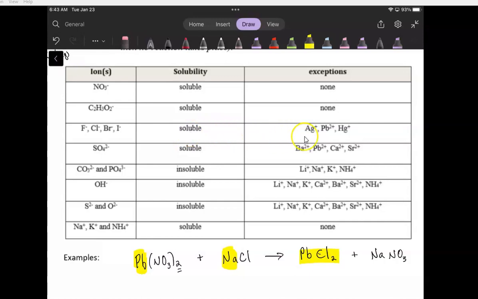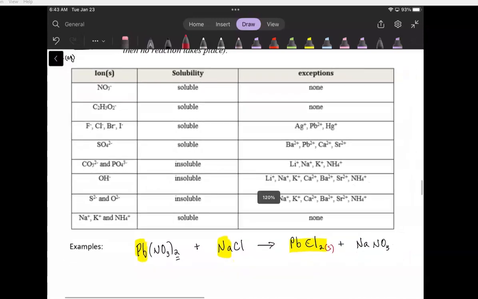However, there are exceptions, so you always want to check over here for exceptions. Silver, lead 2, and mercury 1. So lead 2 is an exception. And that's what this is, lead 2. If lead 2 chloride is an exception to the rule, and the rule says that they are generally soluble, then that means lead 2 chloride is not soluble. So I'm going to go ahead and say that my PbCl2 would be a solid, which means it would be a precipitate, which means this reaction does happen.